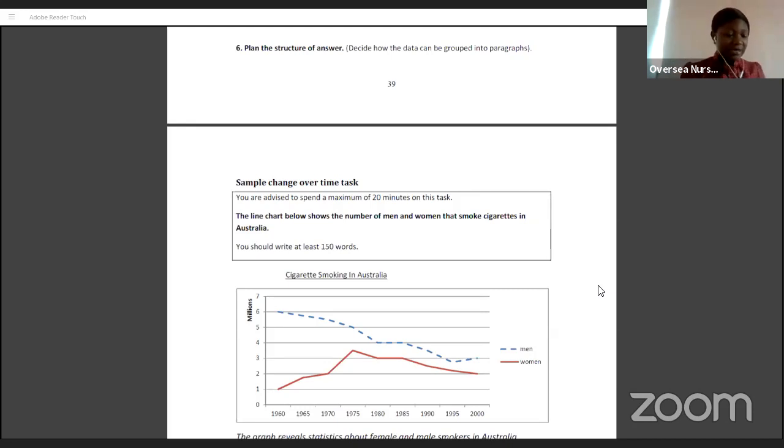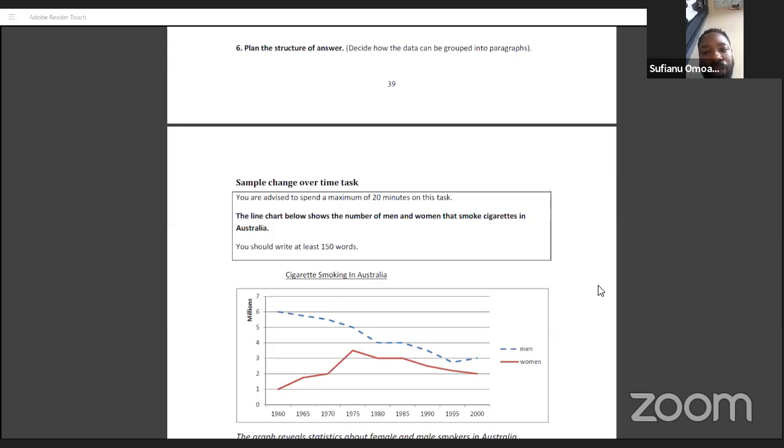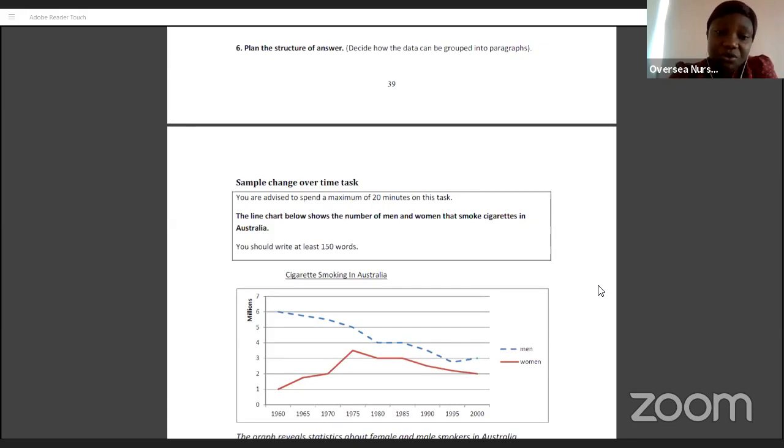let's do it as a class task. I think it's better. We can all see it. Can we all see the task? Yes, ma'am. Good. Now, you can write it down if you want. You can take a screenshot if you want. The line chart below shows the number of men and women that smoked cigarettes in Australia.